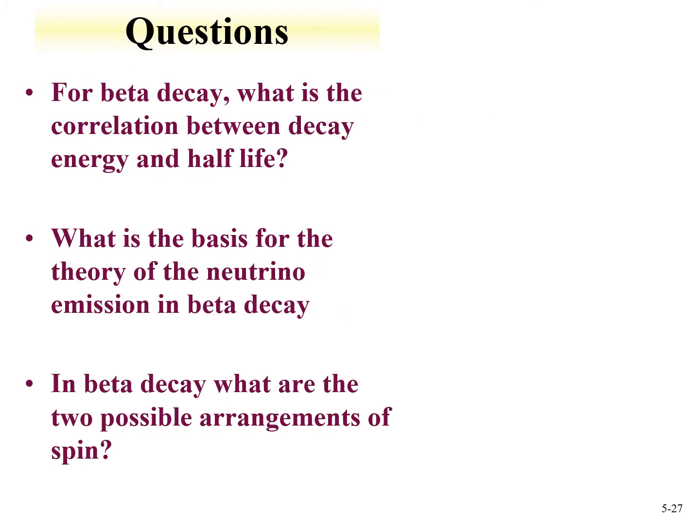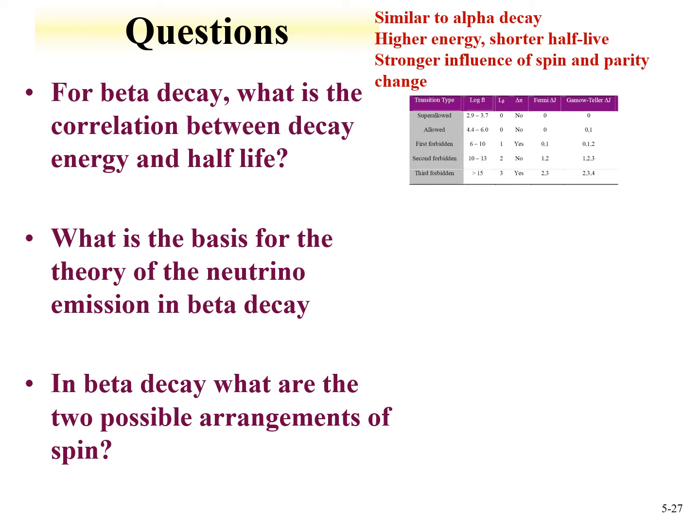Questions that you should be able to answer based upon the lecture are provided here. One is, in beta decay, what is the correlation between decay energy and half-life? In alpha decay, we discussed and showed that a higher alpha decay energy correlates with a shorter half-life. We see the same sort of trend with beta decay: higher energy, shorter half-life.